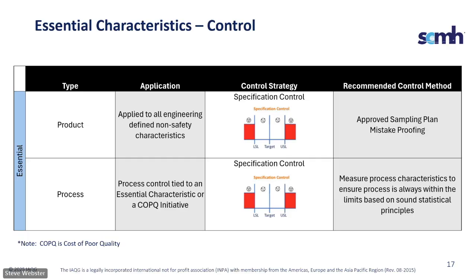Right? Mistake proofing is always the best solution, right? Let's not make bad product. And then for those process essential characteristics, we want to measure those process characteristics to ensure we're always within those limits, based on statistical analysis or whatever type of study we've done to support defining those inputs. So that's essential characteristics wrapped up.